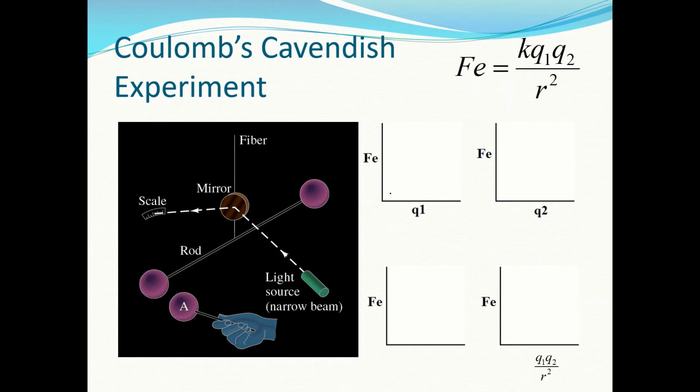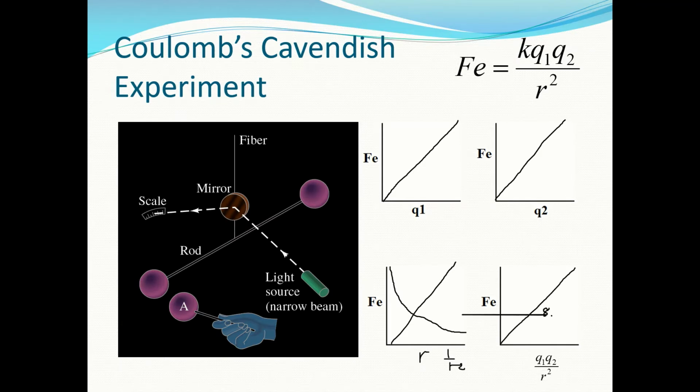So when he did that experiment, when he manipulated Q1 and kept the other ones controlled, he found a direct relationship. Same with this, he found a direct relationship. He found an inverse relationship when he varied R, but if he graphed 1 over R squared, then he got that nice straight line. He found that they had an inverse squared relationship. And then when he stuck all of them together, he found that the slope, no matter what the charges were, was always 8.99 times 10 to the 9, which told him that was probably a constant.